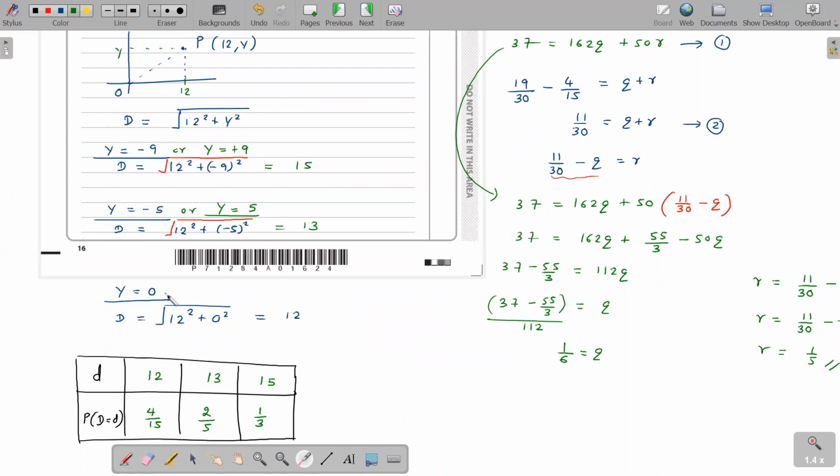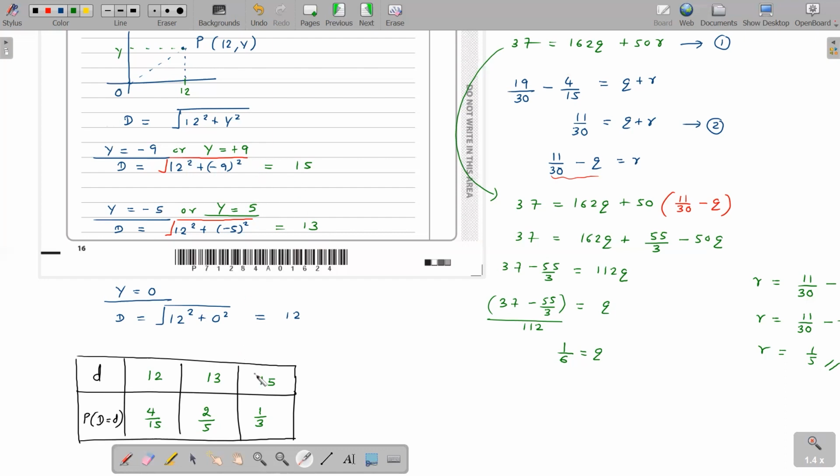Now 12 is given by y value 0. So the probability when y value was 0 is the probability for the distance to be 12. Because distance 12 comes when y is 0, which means the probability of distance being 12 is the same probability that you get for y to be 0. So this 4 over 15 was the probability that y becomes 0, which we found in the earlier part. And when the distance is 13, the y values used are minus 5 and plus 5. So for these two y values, you go to the respective probabilities of these two y values and you add them, because there are two different y values who give you this particular length. Therefore, those two probabilities must be added.